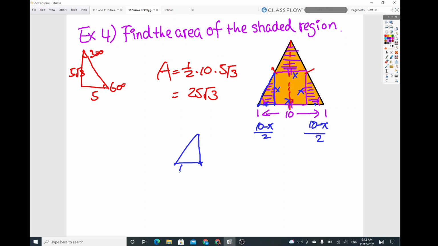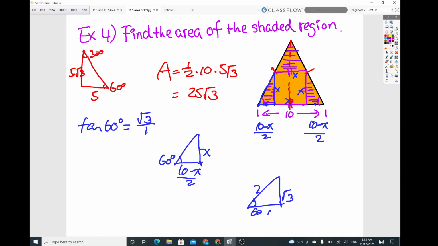So the base here is (10 minus x) over 2, and the height here is x. Again, this angle we already know is 60 degrees. So if this is the case, that means we can apply the ratios of tangent. So tangent of 60, using the right triangle with sides root 3, 1, 2.